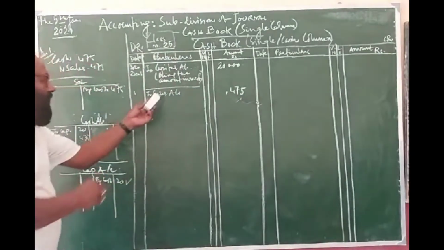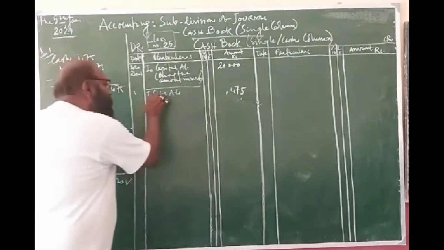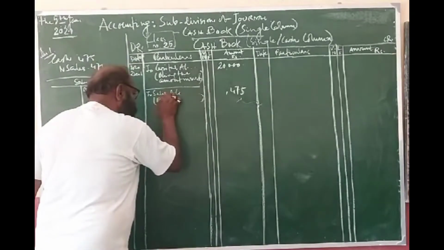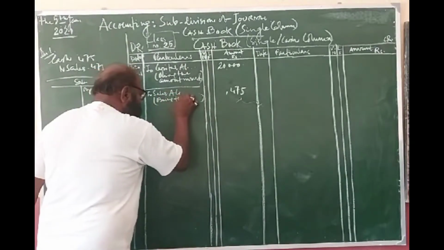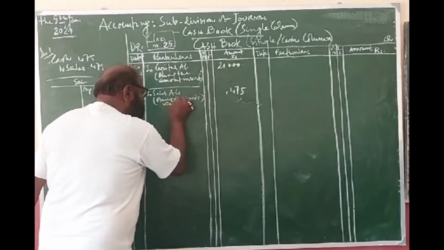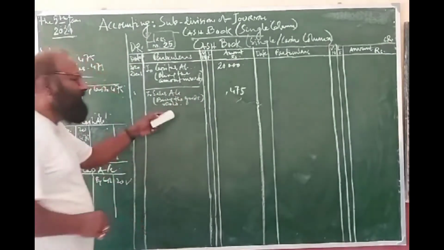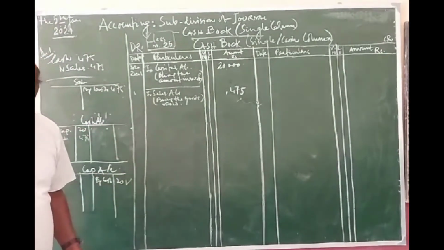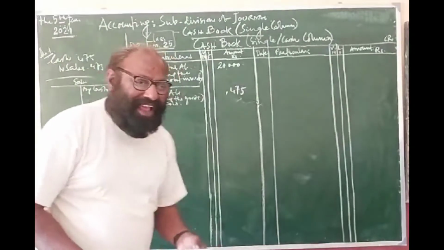Now you see, what should be in addition? Being the goods sold on credit? Being the goods sold for cash. Being the goods sold. You need to write for cash or on cash because it is written in the cash book. Clear? I think it is. Any problem? I think there should not be any problem.